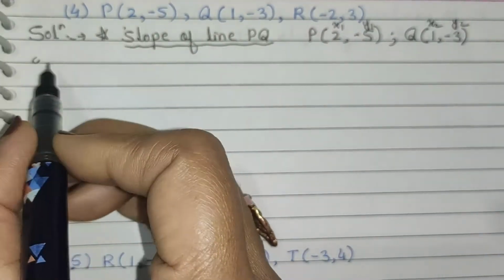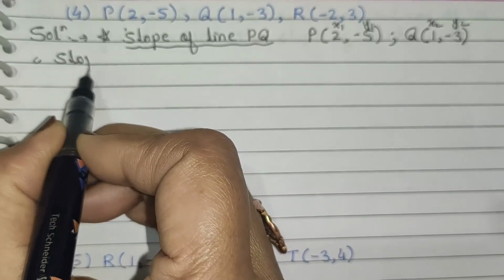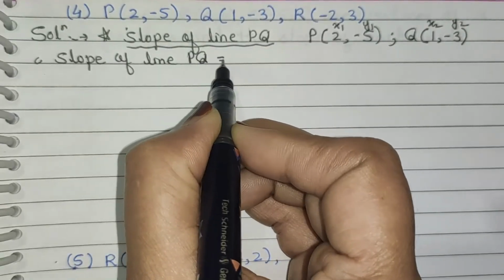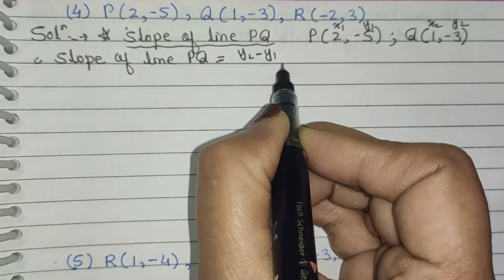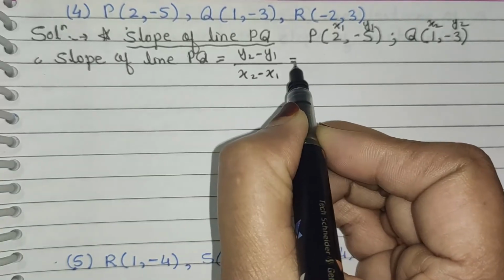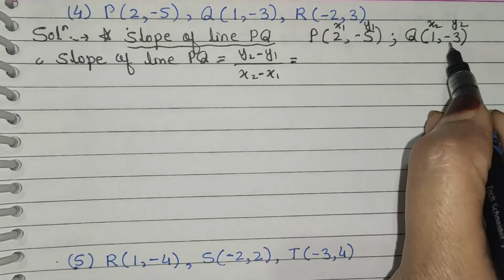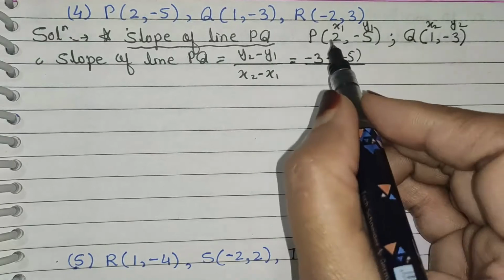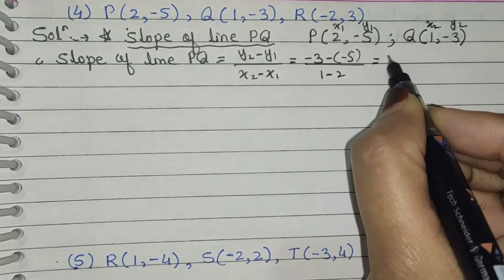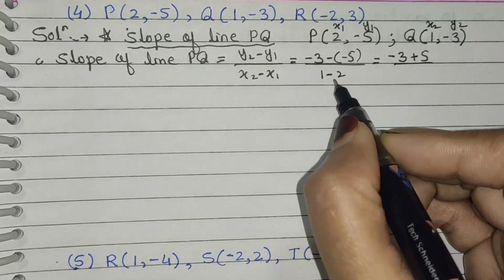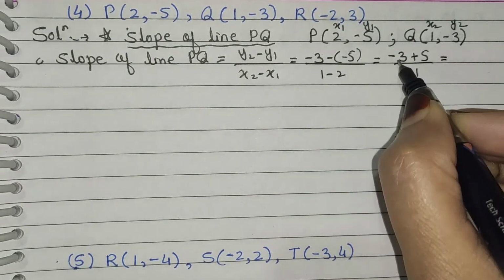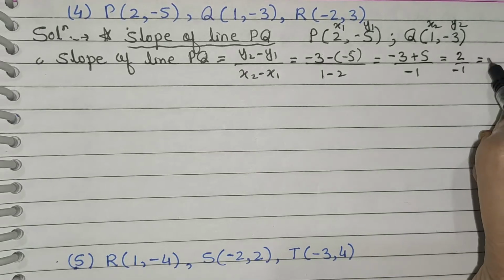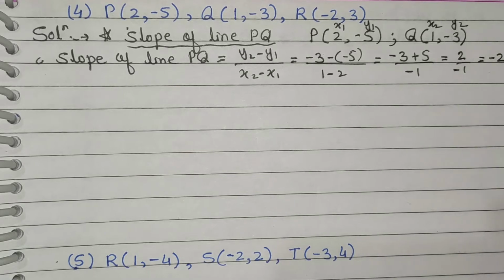Now by using formula, slope of line PQ is equal to (y2 minus y1) upon (x2 minus x1) is equal to, substituting the values we get here, (minus 3 minus of minus 5) upon (1 minus 2) is equal to (minus 3 plus 5) upon (1 minus 2). Now look here, minus 3 plus 5 means 2 upon minus 1, which is equal to minus 2. Give it equation number 1.